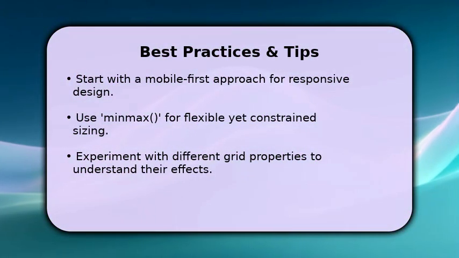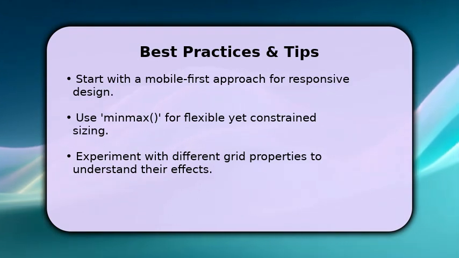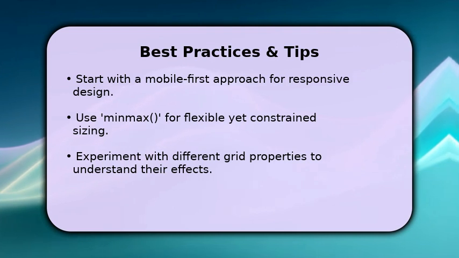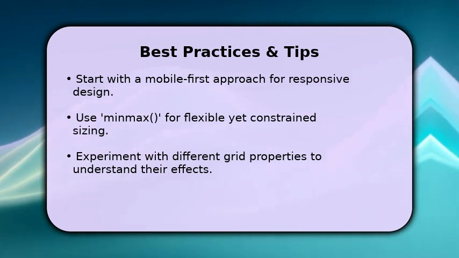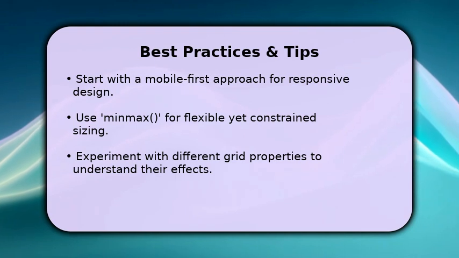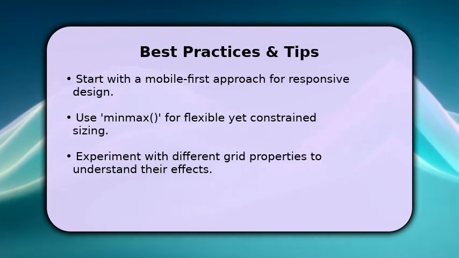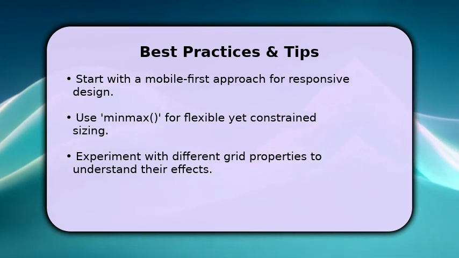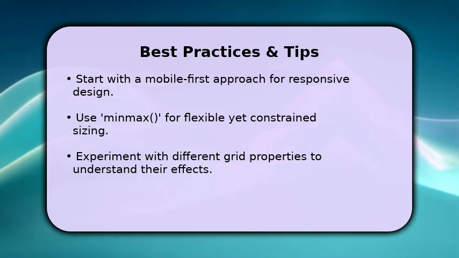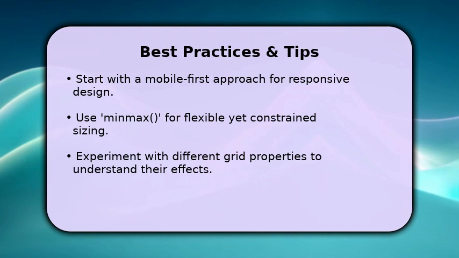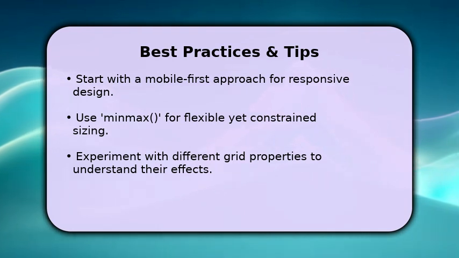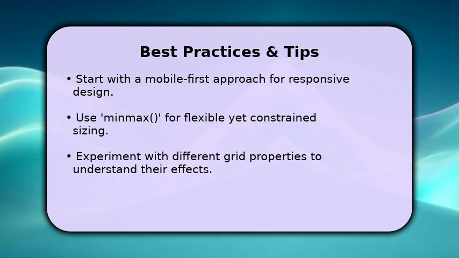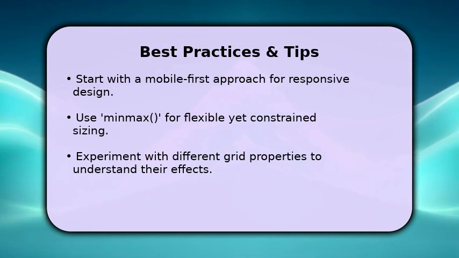For optimal results, always consider a mobile-first approach when designing your grids, ensuring your layout adapts beautifully across all screen sizes. Leverage powerful functions like minmax to create columns or rows that are both flexible and have minimum or maximum size constraints. For example, minmax(100px, 1fr). Don't hesitate to experiment with various properties. Remember, CSS Grid excels at overall page layout, while Flexbox is perfect for aligning content within smaller components, making them a powerful duo.